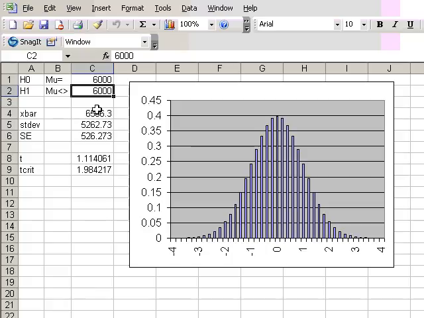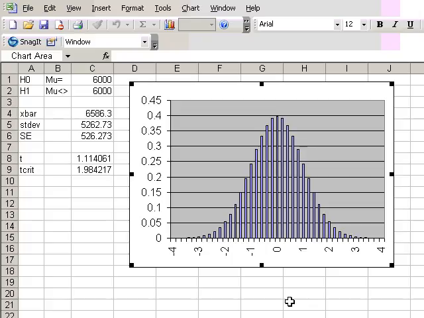I've drawn one sample from a population of hospital admissions to test the null hypothesis, and the sample has yielded a mean value of $6,586.30 with a standard deviation of $5,262.73. And the standard error for a sample of size 100, which is the sample that I drew, is $526.27. On the right in this chart, I've shown essentially a t-distribution.